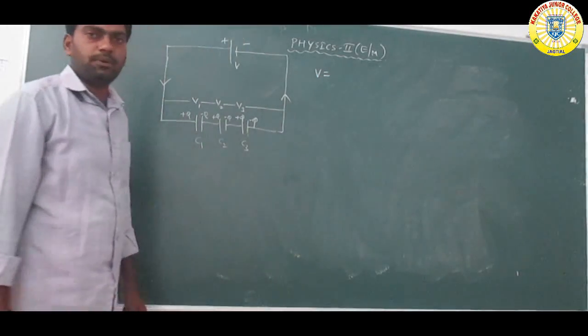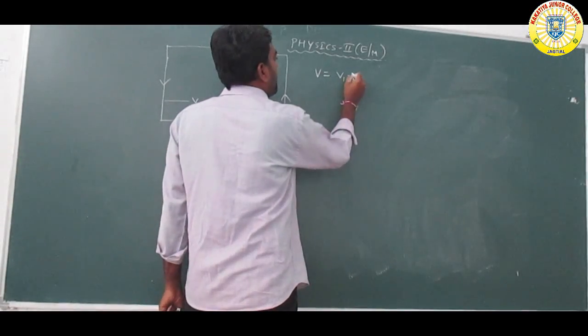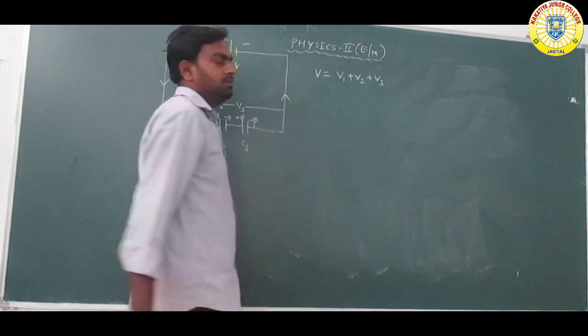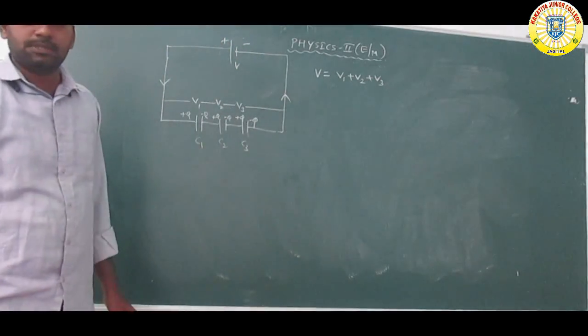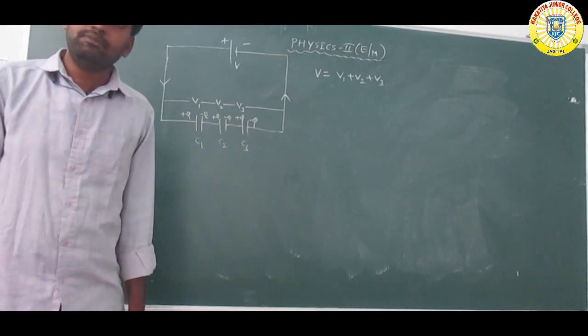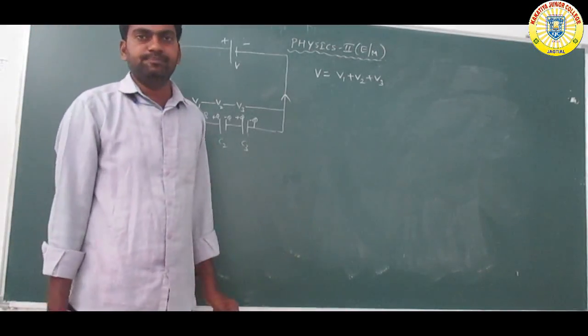From the circuit diagram, V is equal to V1 plus V2 plus V3, which we identify here. So V is equal to V1 plus V2 plus V3 is the total potential difference from the circuit diagram.